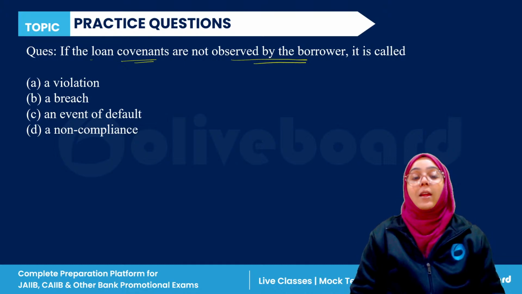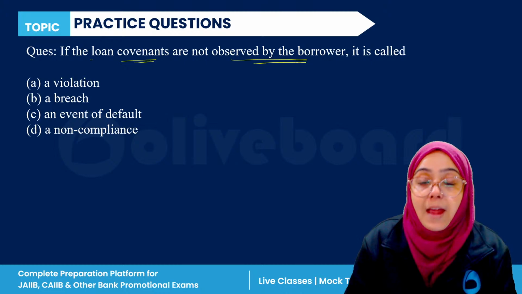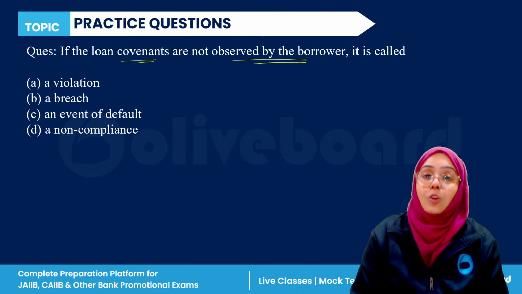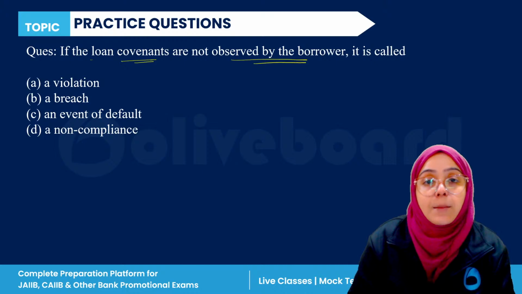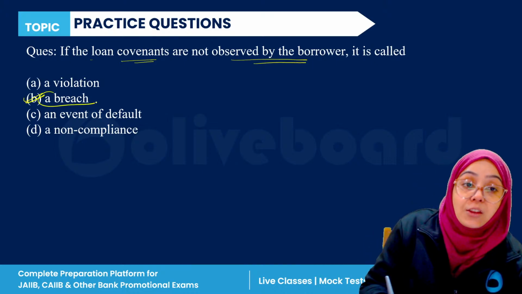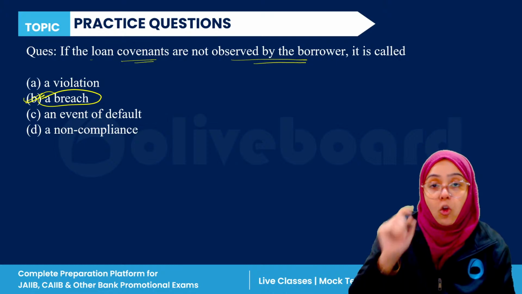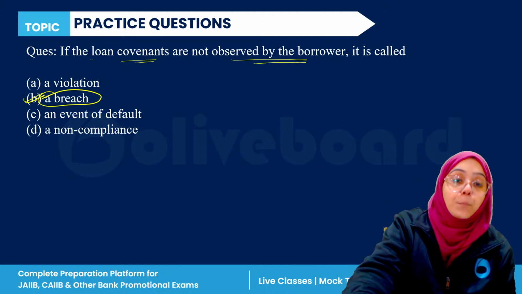So if the loan covenant is not observed by the borrower, is it called a violation, a breach, an event of default, or a non-compliance? The correct answer for this question is that it is called a breach. Always remember, if the loan covenant is not observed by the borrower, it is called a breach.